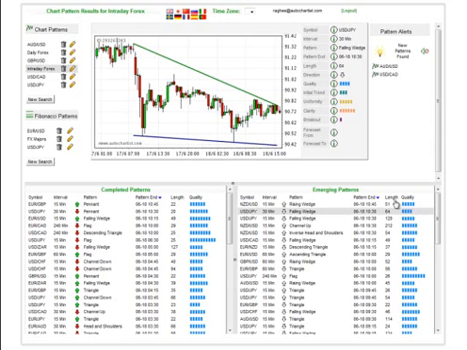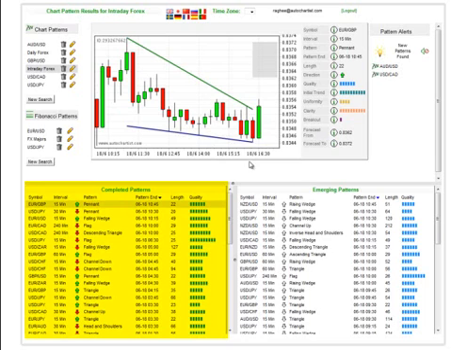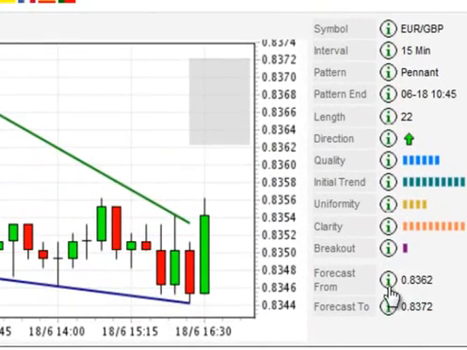So if emerging patterns are a proactive look at price action as it trades within the support and resistance of the pattern, completed patterns then are when price action has broken either the support or resistance of the pattern, as in this case of the pennant, which has broken the downtrend line resistance. Notice accompanying this break is the breakout reading, as well as the forecast area, the prices of which are listed here, and the shaded area which represents those prices.